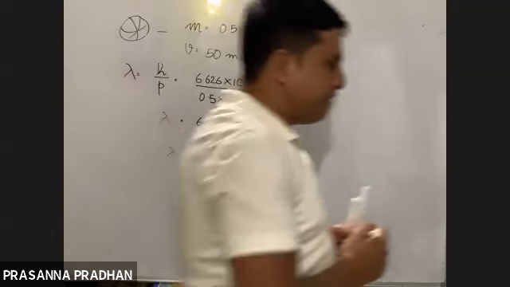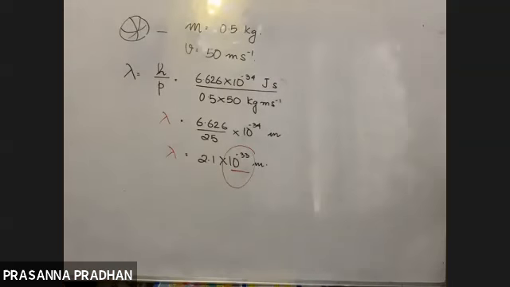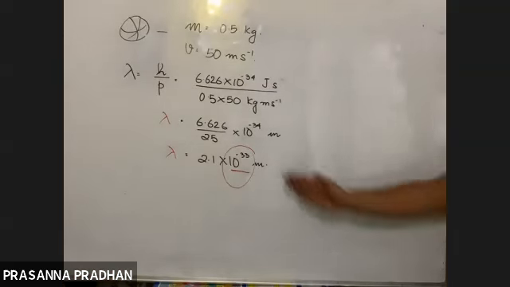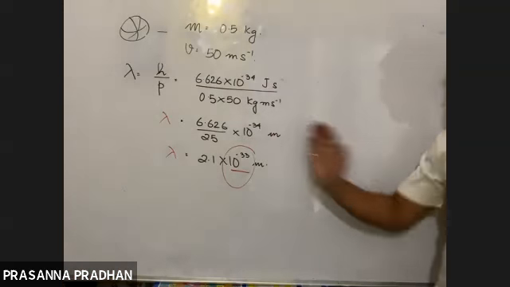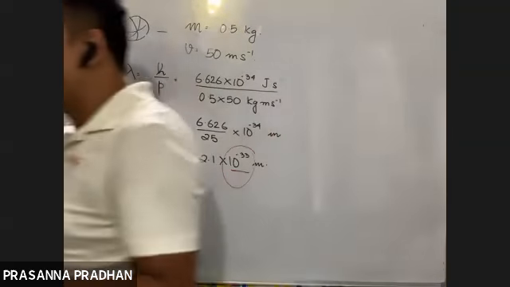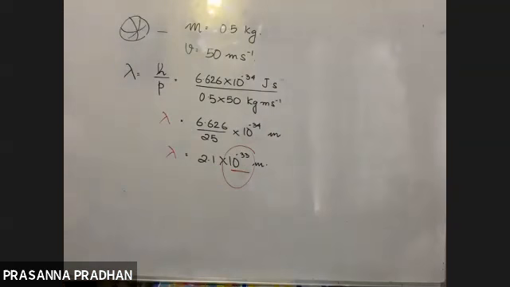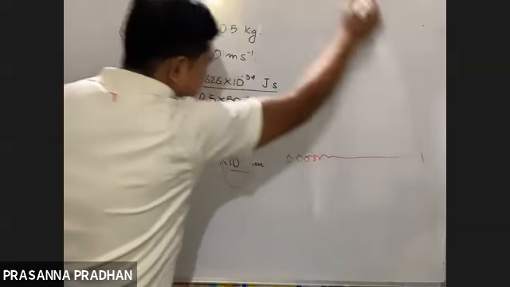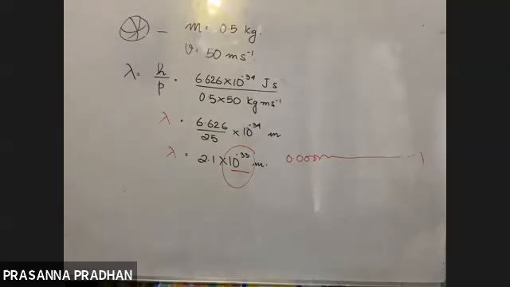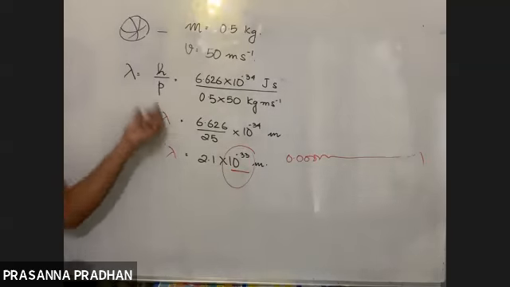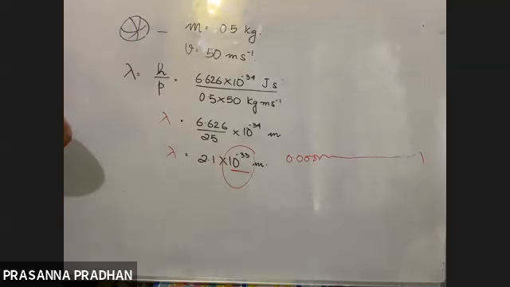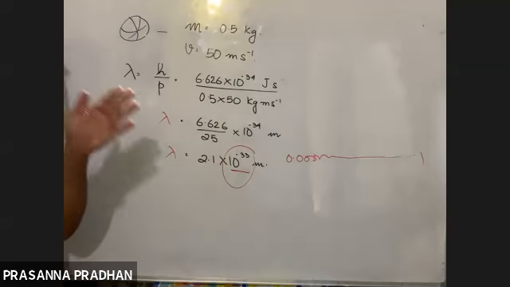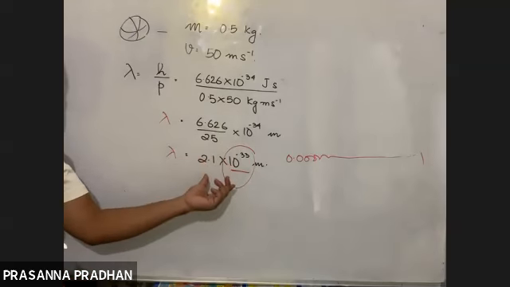We have the wavelength coming around to be something multiplied by 10 to the power minus 33 meters. 10 to the power minus 33 is a very small number. It means 0.000000001 like this. That means the wavelength of a cricket ball is so small that it cannot be measured. It's infinitely small.